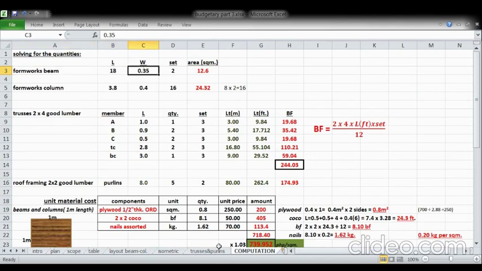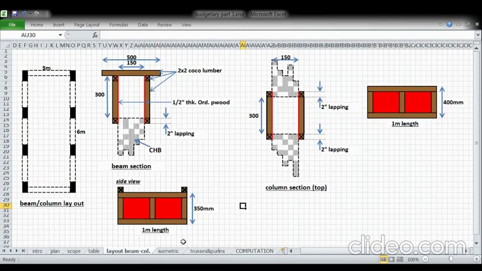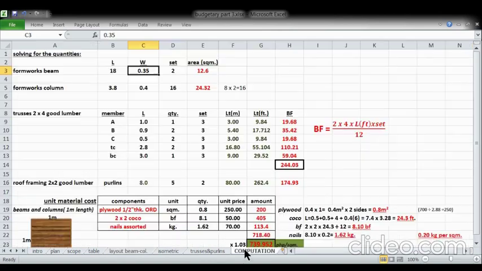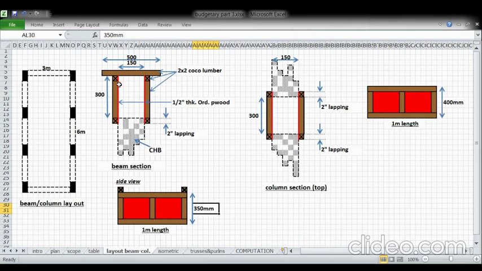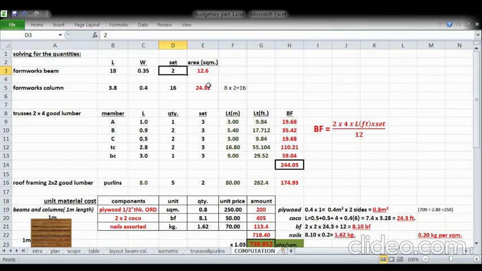So, the width. How do we find the width? Ang width ng beam ito, yung 300 mm, yung size ng beam plus yung lapping niya na 2 inches. Bakit may lapping? This would serve as an attachment for the formworks. We are computing for the formworks area, so the beam section depth plus the lapping, which is 2 inches or 50 mm, this would become 350 mm, so 0.35 meters. So two sets. Why two sets? Of course, you can see here one set, another set. So we just multiply length, width, and the number of sets to get the area.